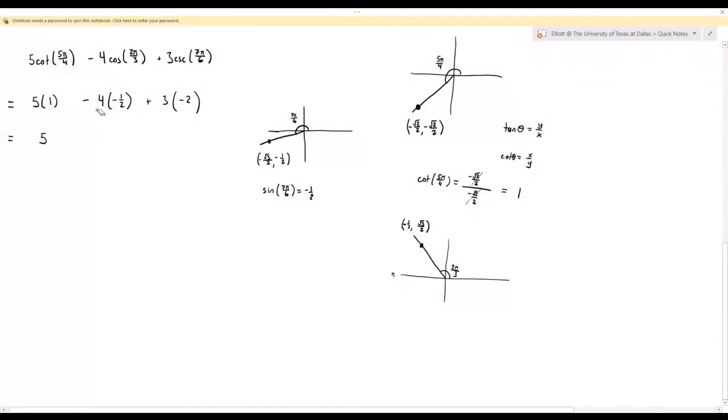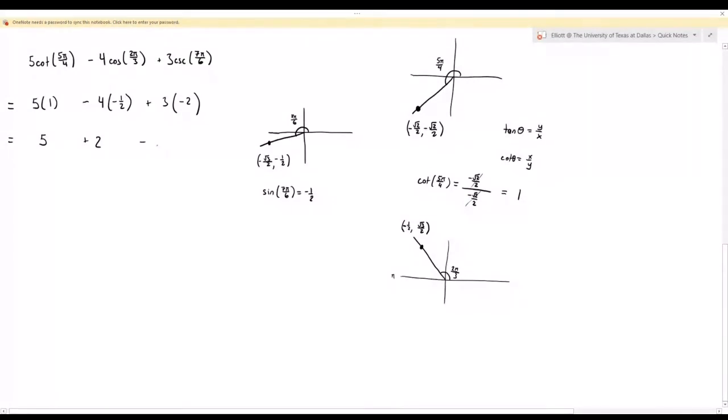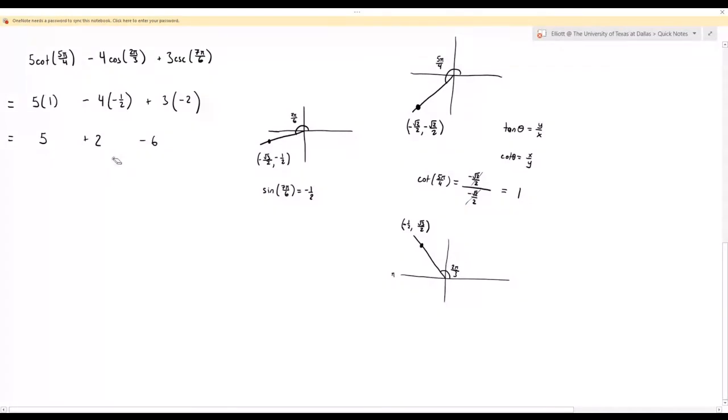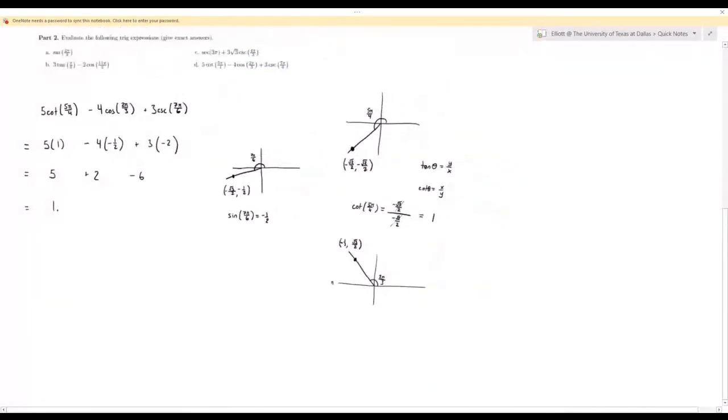From there, we'll get 5. This would be plus 2. This would be minus 6. That would be 7 minus 6. So the answer is going to be positive 1, okay? Okay. So really, to work these out, you have to have a pretty good knowledge of the unit circle in order to work it out, okay?